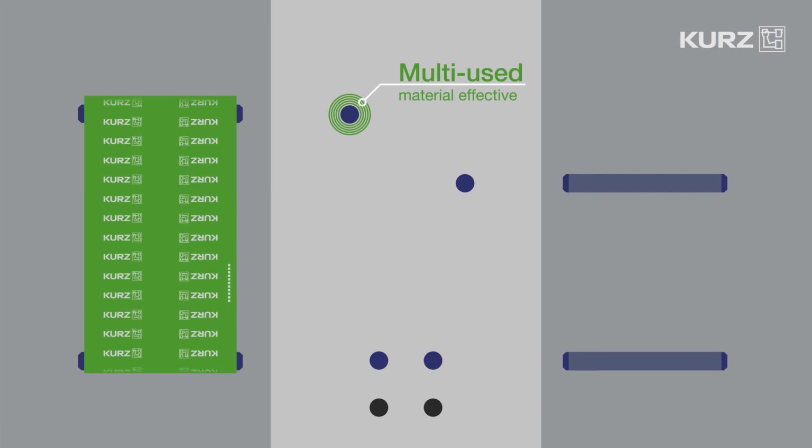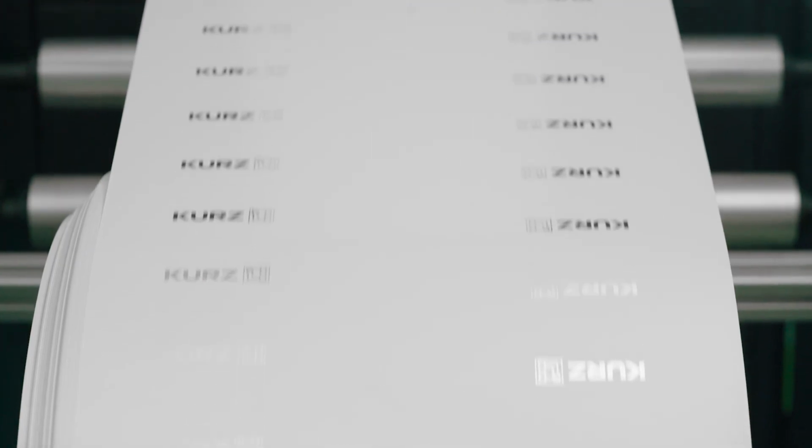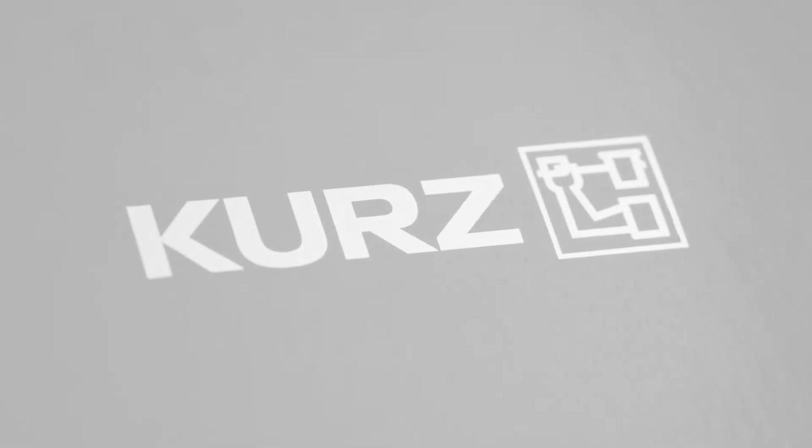Multi-use mode minimizes the cutting scrap resulting from transfer metallization. Up to 3 transfer runs are possible, depending on the motif design. This efficient use of material means less waste and lower costs.